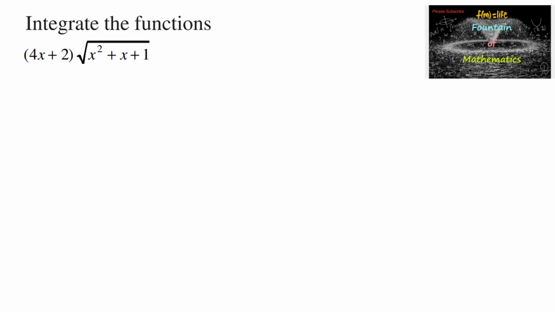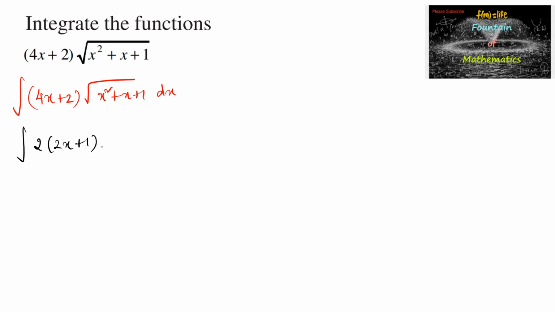Integrate the function 4x plus 2 times root of x square plus x plus 1. So we can write the integral of (4x plus 2) root of x square plus x plus 1 dx. This we can also write, by taking 2 common, as 2 times (2x plus 1) into root of x square plus x plus 1 dx. And it's very clear that the differentiation of x square plus x plus 1 will be 2x plus 1.